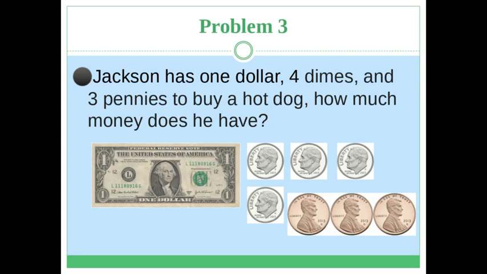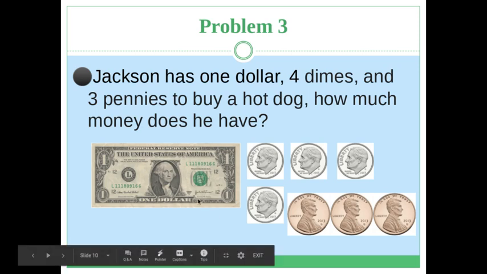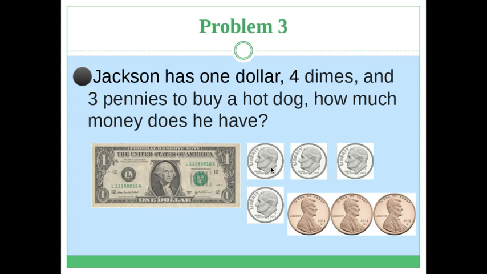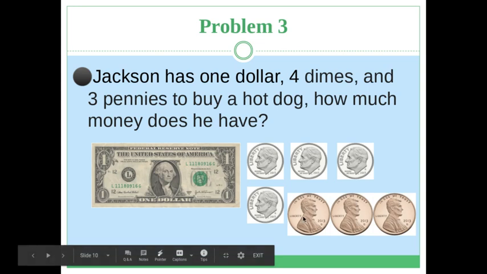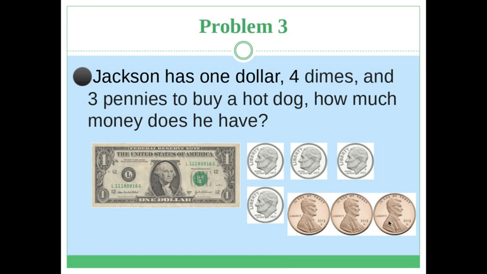Okay, let's look at our last problem. Jackson has $1, 4 dimes, and 3 pennies to buy a hot dog. How much money does he have? So they just want to know how much money he has right here. Remember, we're working with $1. That's a bill. So he's got $1, and then we're going to have to count up the change. We'll start with the greatest coin value, which is going to be the dime. So $1, $1.10, $1.20, $1.30, $1.40, $1.41, $1.42, $1.43. So Jackson has $1.43. They didn't tell us how much his hot dog was, so we don't know if he has enough or not, but we know he has $1.43.